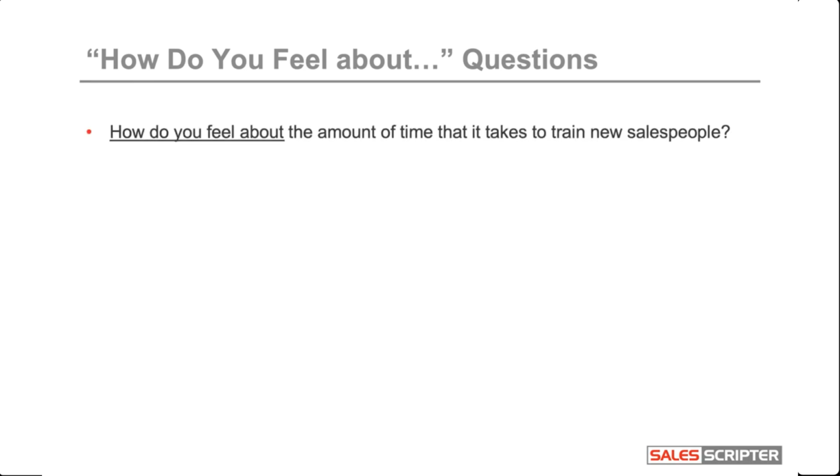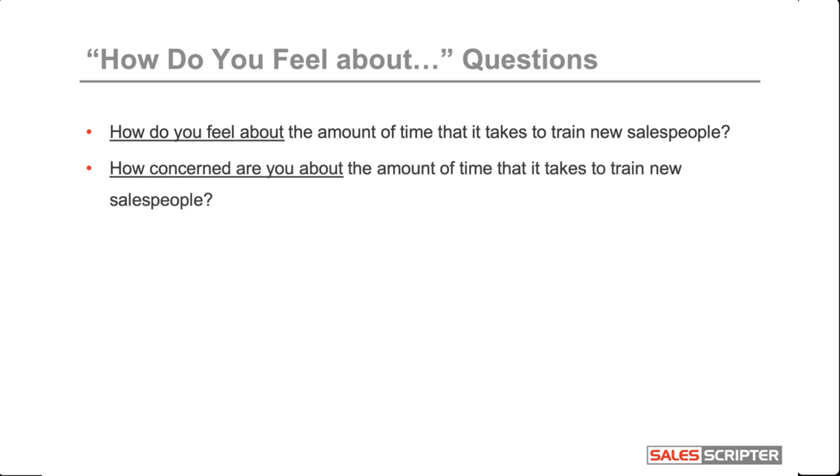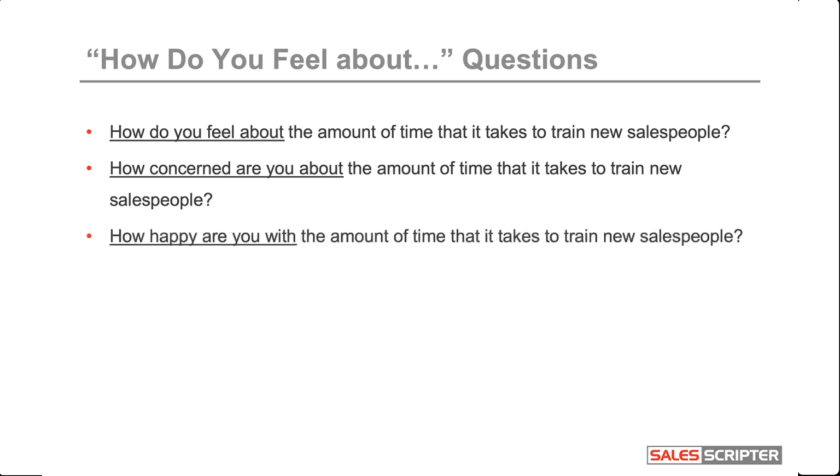And so some examples of that is, how do you feel about the amount of time it takes to train new salespeople? How concerned are you about the amount of time it takes to train new salespeople? How happy are you with the amount of time it takes to train new salespeople? That's the same pain point for all three of those questions. But if I was more direct, I might say, does it take you a long time to train new salespeople? Do you need to decrease the amount of time it takes to train new salespeople? Which I can easily get a no, we're fine. But if you make it more broad and soften it and get it more tied to their feelings, you can get more information or are more likely to start a conversation.